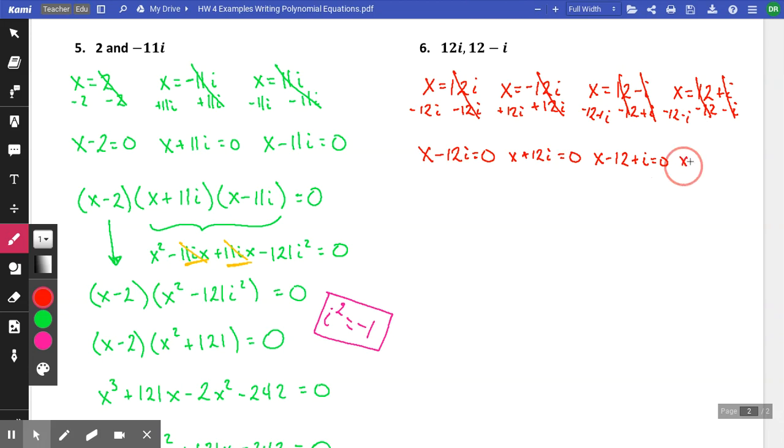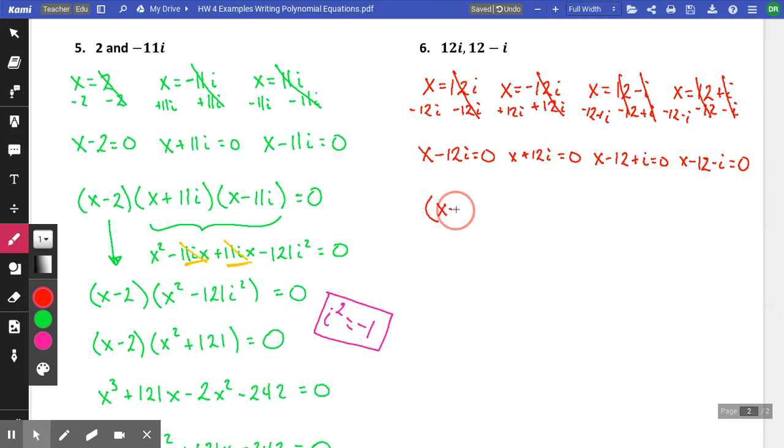And we get x minus 12 minus i equals 0. So again, it's not the real parts that are opposites of each other. It's the imaginary parts that have to be opposites of each other. Okay, and you have four factors. Let's go and put those in parentheses.